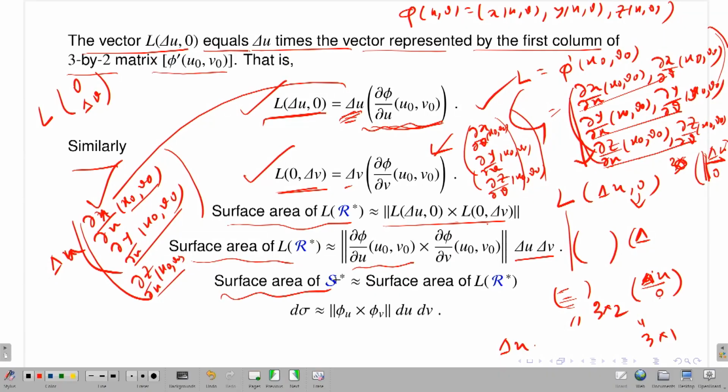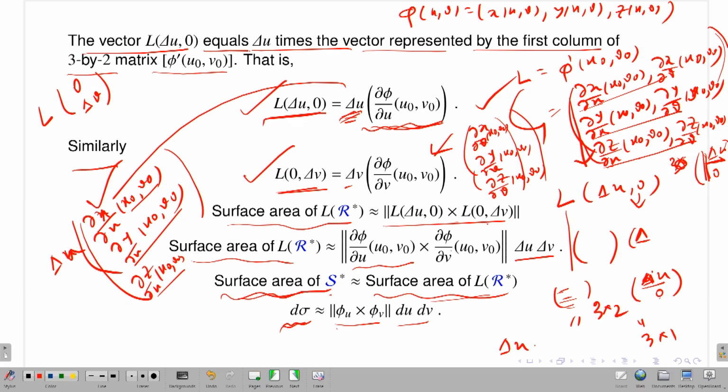So, the elemental surface area of the elemental portions of my surface S, which I denote as A star, is nothing but the surface area of the small portion of my tangent plane at the point phi of u naught comma v naught, which is the surface area of L of R star. This elemental surface area, which I denote as d sigma, is nothing but norm of phi u cross phi b times du dv. Here phi u means del phi del u, and phi b means del phi del b at the point u naught v naught, which is one arbitrary point I am taking.